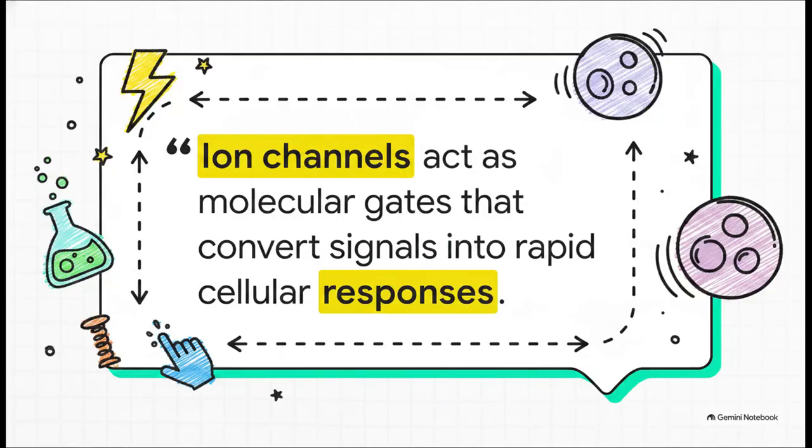If you take away just one thing from our explainer today, let it be this. Ion channels act as molecular gates that convert electrical, chemical, and mechanical signals into rapid cellular responses. They are quite literally the translators between the physical universe outside and the biological universe inside of us.